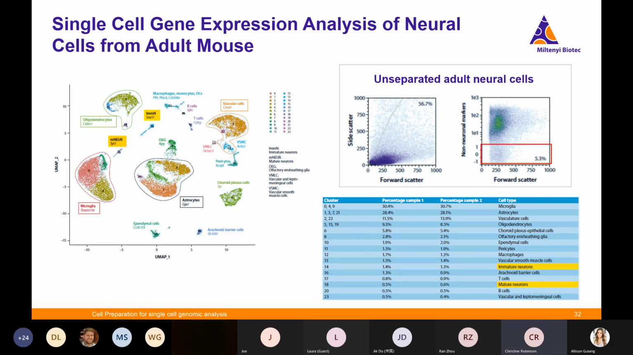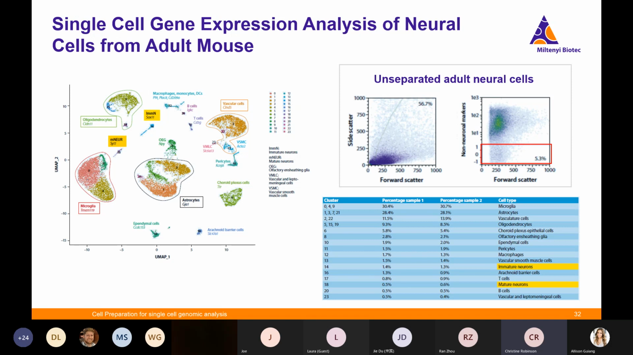You can see that there are actually only 5% of neurons in the cell suspension, as that flow analysis shows, that red box. And single gene expression analysis is giving us 23 distinct cell populations, as you can see on the UMAP plot on the left. So this includes microglia, astrocytes, vascular cells, immune cells. And if you look at that table, we're looking at yellow, immature and mature neurons. If you count that up, it's only 2% of your data set.